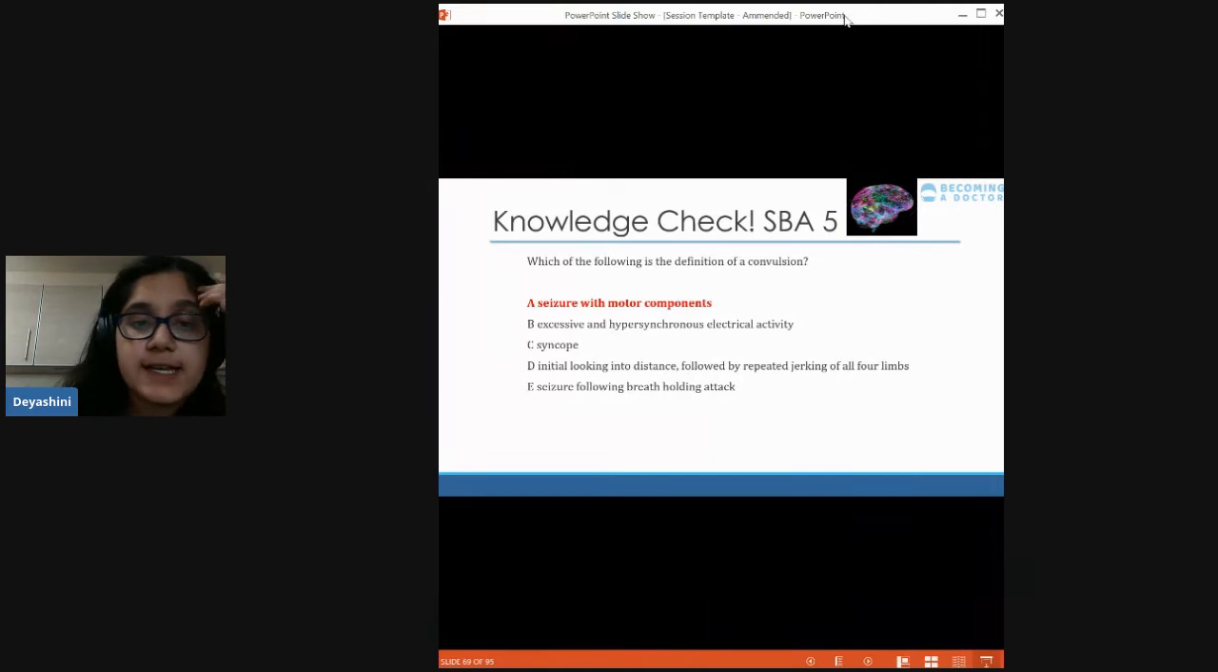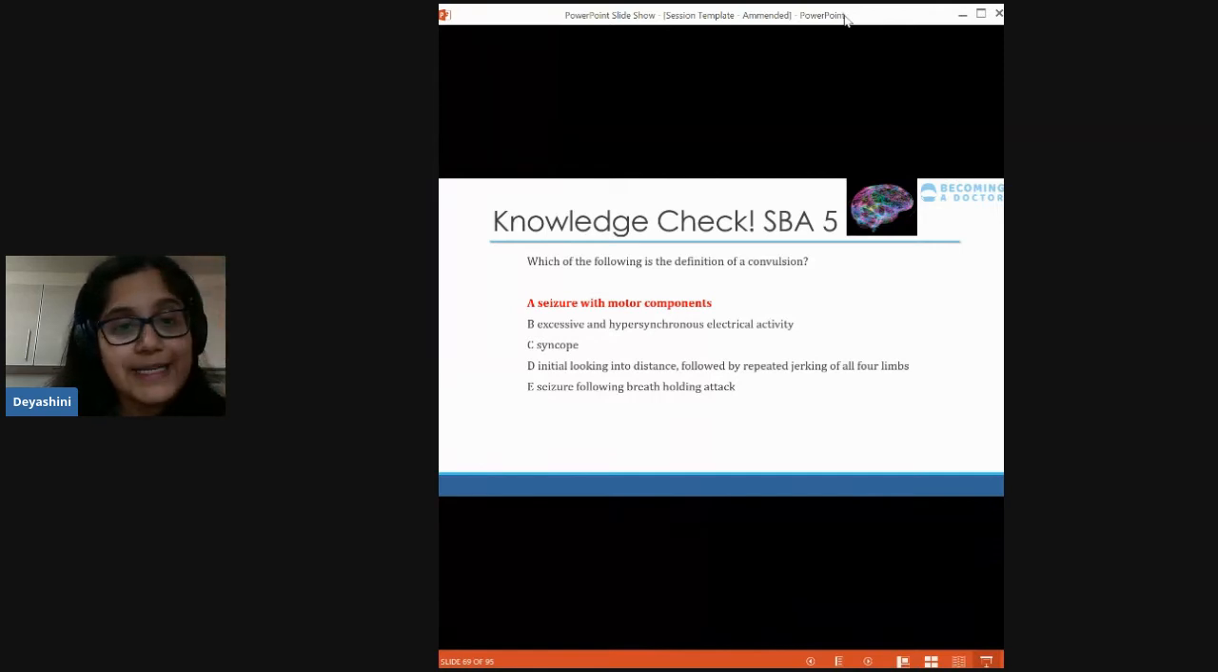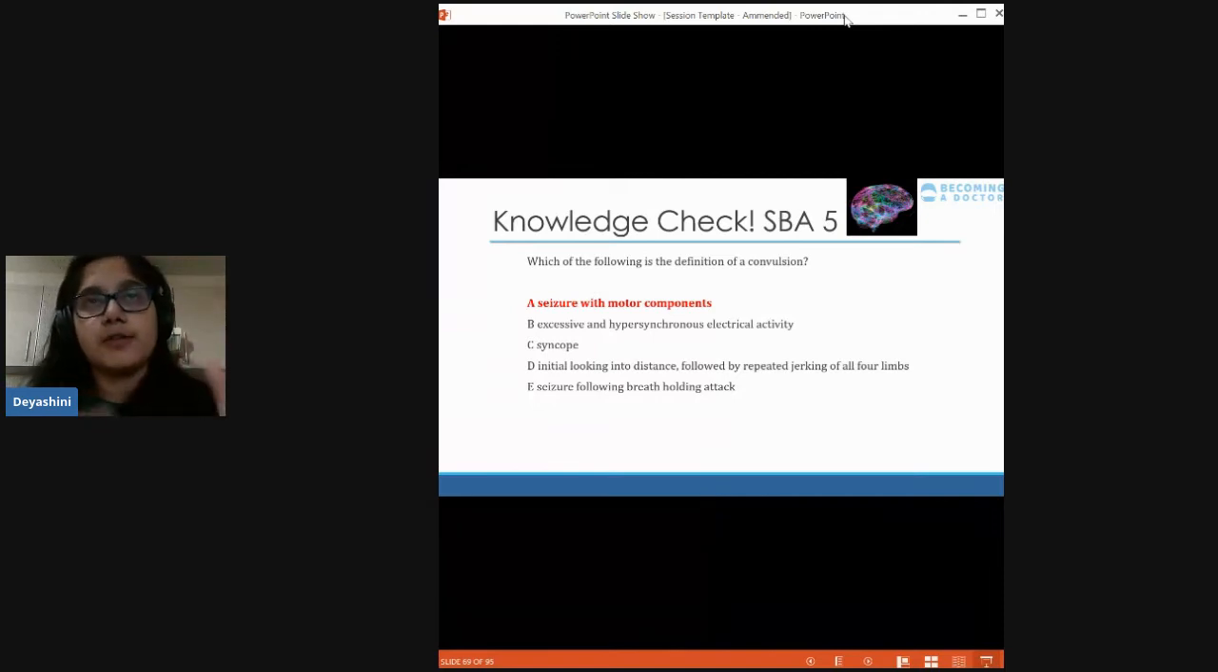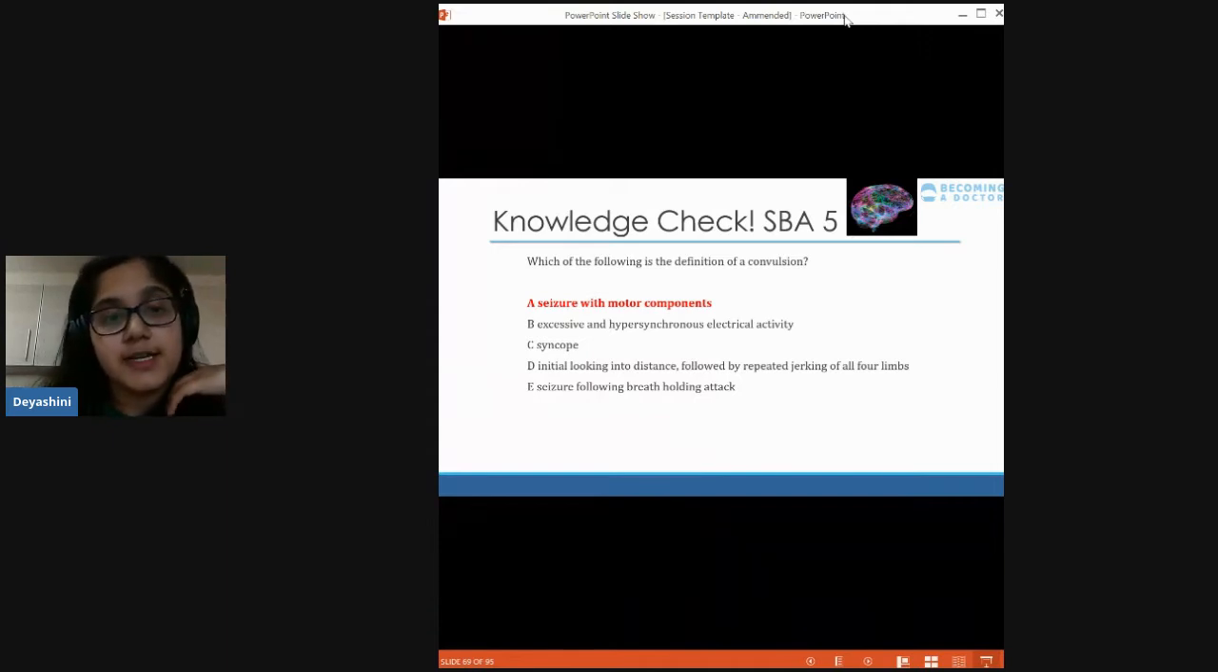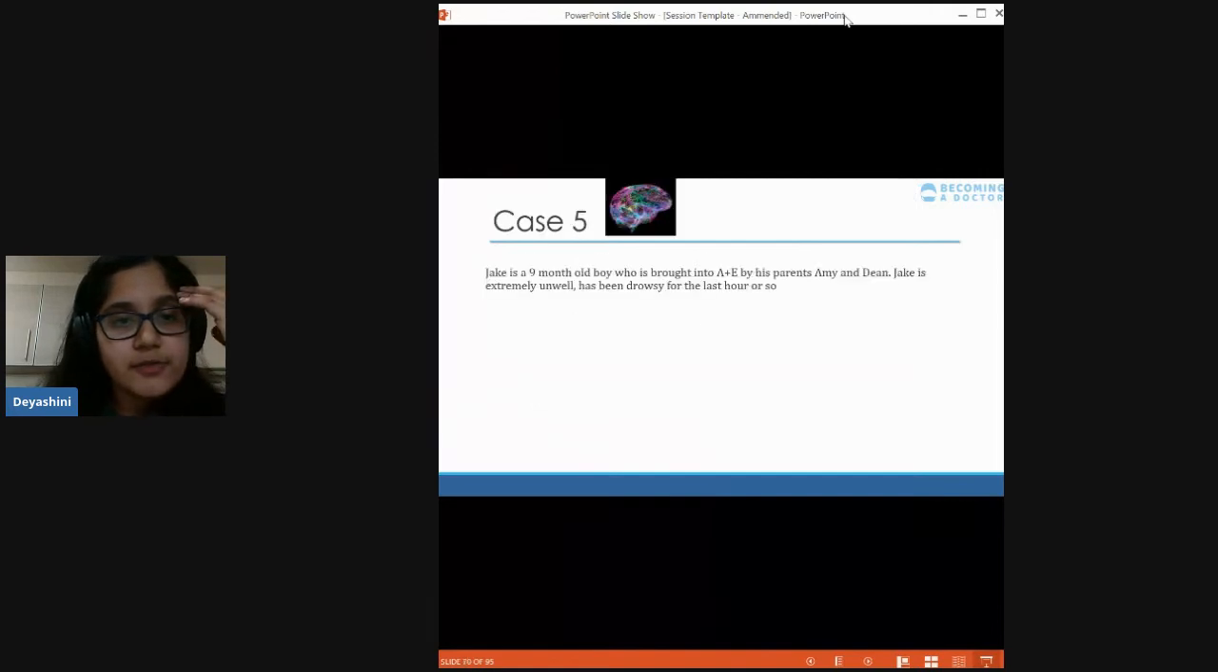Excessive and hypersynchronous electrical activity describes an epileptic seizure. Syncope generally has to do with a cardiac cause of fainting. Initial looking into the distance followed by repeated jerking of all four limbs is meant to be an absence seizure with secondary generalization. I'm sure you are aware of the terms focal and generalized. Focal affects one part. An absence seizure is usually a type of focal seizure, but children with absence seizures can also have secondary generalization. A seizure following a breath-holding attack is a reflex anoxic attack, which is not really an epileptic syndrome as such.